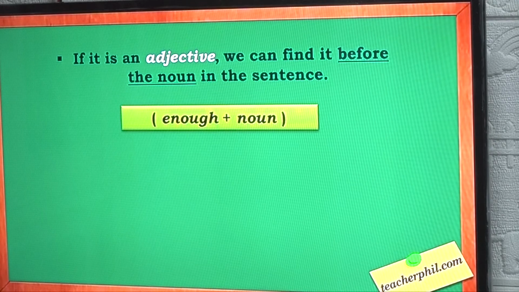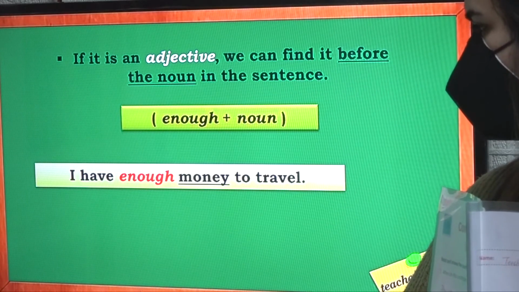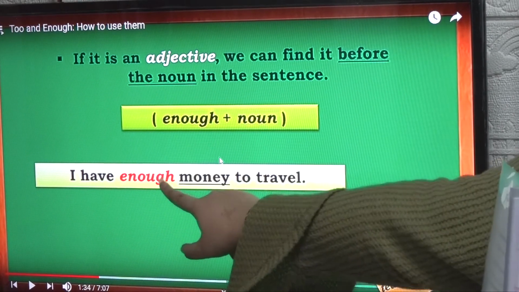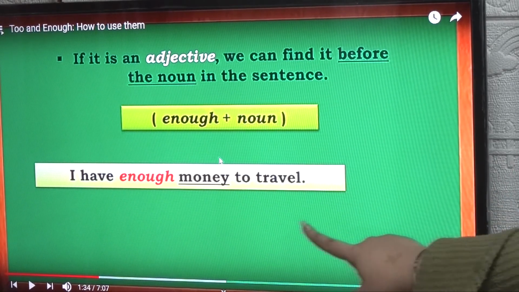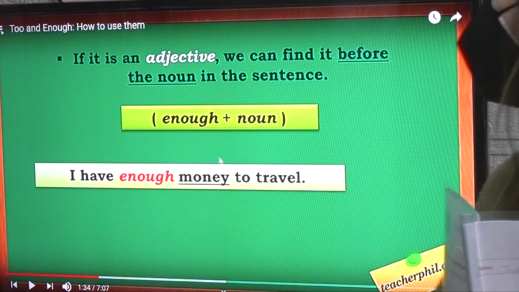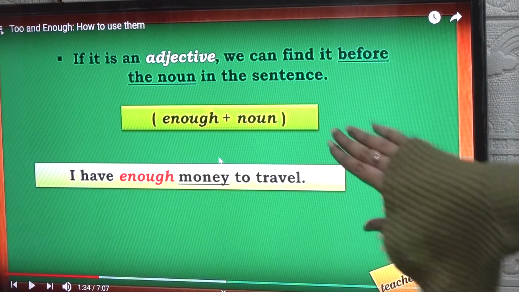So we have enough plus the noun. Examples. I have enough money to travel. So enough can be followed by a noun, right? I have enough money to travel. Money is the noun, okay? It can be used before the noun.